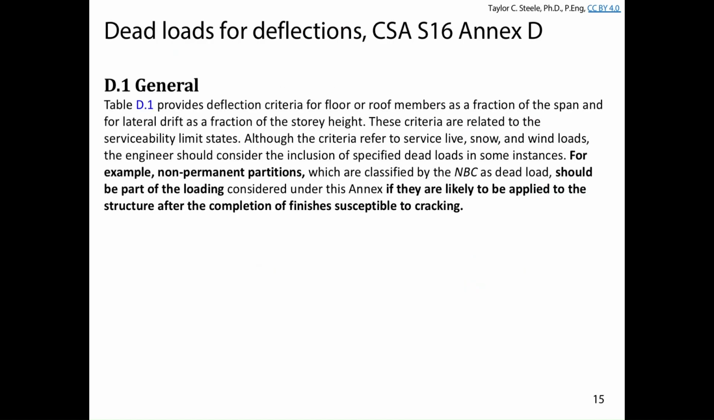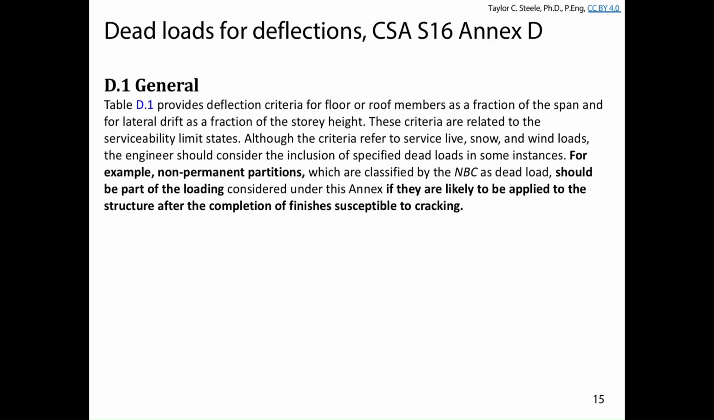Okay, so I think that's what this is, if I remember. So table D1 provides some deflection criteria that we'll talk about in a minute. These criteria are related to serviceability limit states, and although the criteria refer to service live, snow and wind loads, the engineer should consider the inclusion of specified dead loads for some instances. For example, non-permanent partitions, like cubicle spaces, which are classified by the MBC as dead load, should be part of the loading considered if they're likely to be applied after the completion of the finishes of floors that are susceptible to cracking.